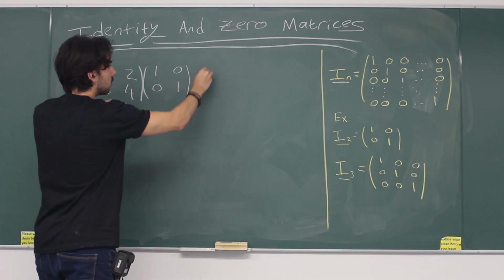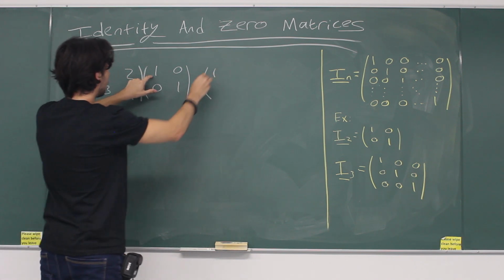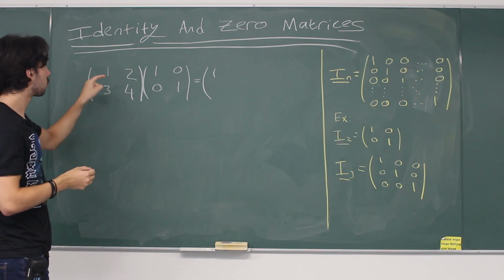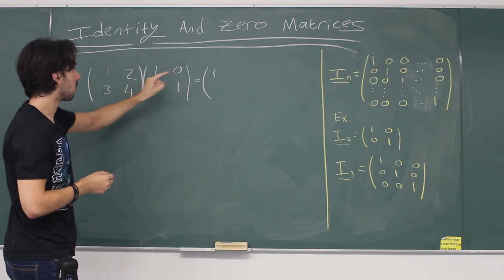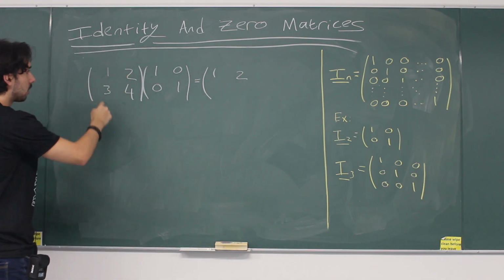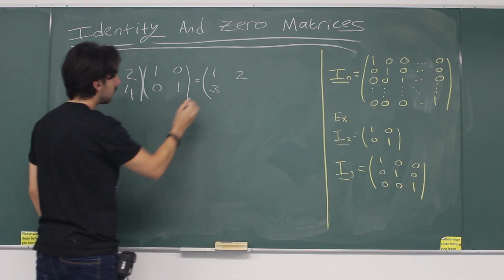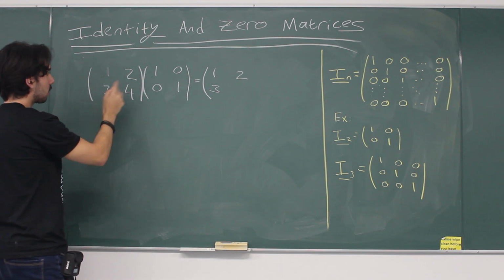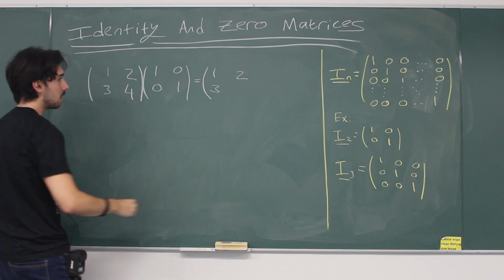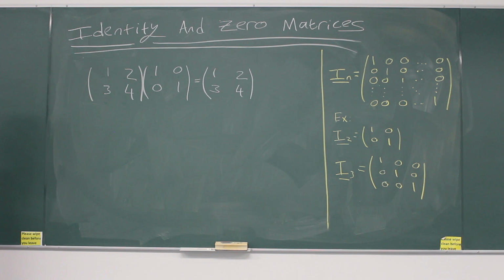If we actually do this and check that that's true, we do 1 times 1, which is 1, plus 2 times 0, that's just 0. Next entry, 1 times 0, that's 0, plus 2 times 1, so 2. Bottom left, 3 times 1, plus 4 times 0, so 3. And finally, 3 times 0, which is 0, plus 4 times 1, which is 4. You see it's given us back what we started with.